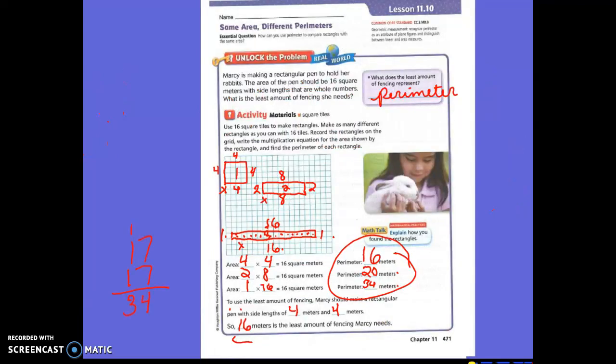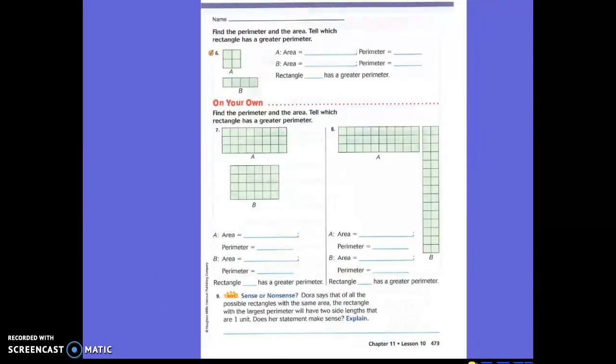Yes. Then this one, we were looking at least perimeter. Or no, we were looking for greatest, right? No, we were looking for least. But if we were looking for greatest, we would have seen that this one had the greatest, right? Rectangle 3 had the greatest perimeter, it had 34. So it also had 2 side lengths of 1. So does her statement make sense, boys and girls? Yes. Okay, now why does it make sense?